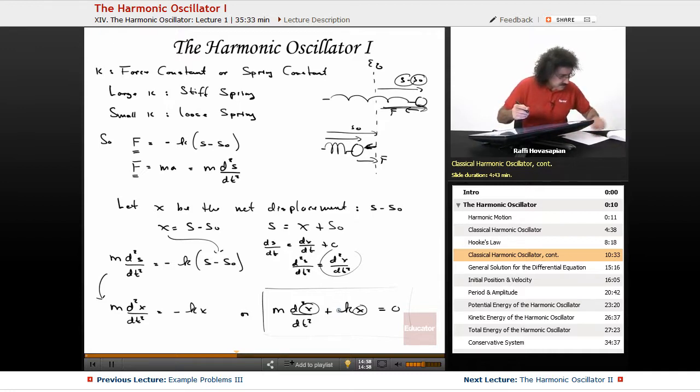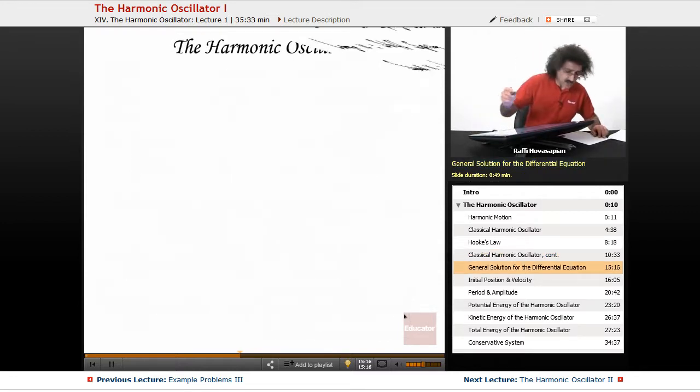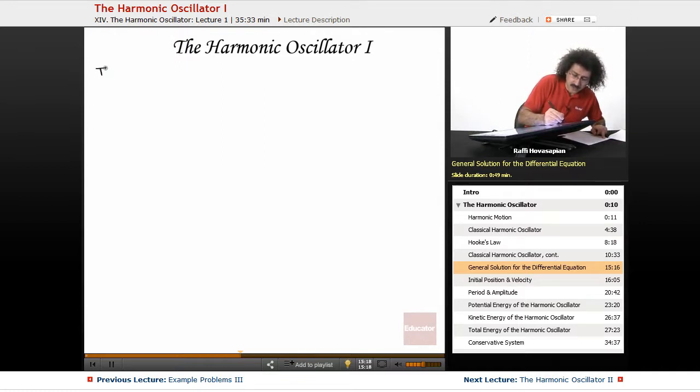Okay. When we find x of t, it's going to tell us, at any time t, exactly how far this mass is from the equilibrium position. Where is it? That's what we're doing. So this is the differential equation we solve. Now, the general solution of this equation, I'm not going to go through the actual solution of it. We'll just go ahead and give it to you here.